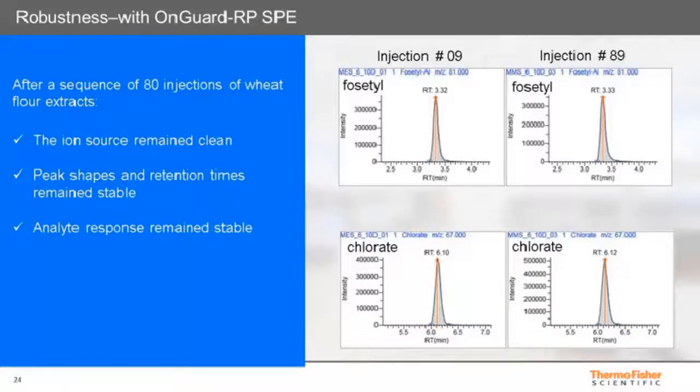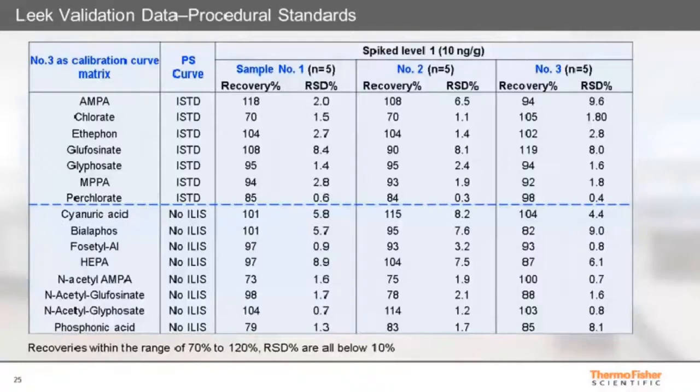Another important consideration in routine analyses is robustness. Here, this shows that after 80 consecutive injections of wheat flour extracts, the ion source remained clean, and the peak shapes, retention times, and detector responses remained very stable. Leek, a vegetable crop, proved to be a much easier matrix compared to wheat and gave good data irrespective of the calibration approach. Using procedural calibration standards, all recoveries were in the range 70 to 120% and all RSDs were below 10%.